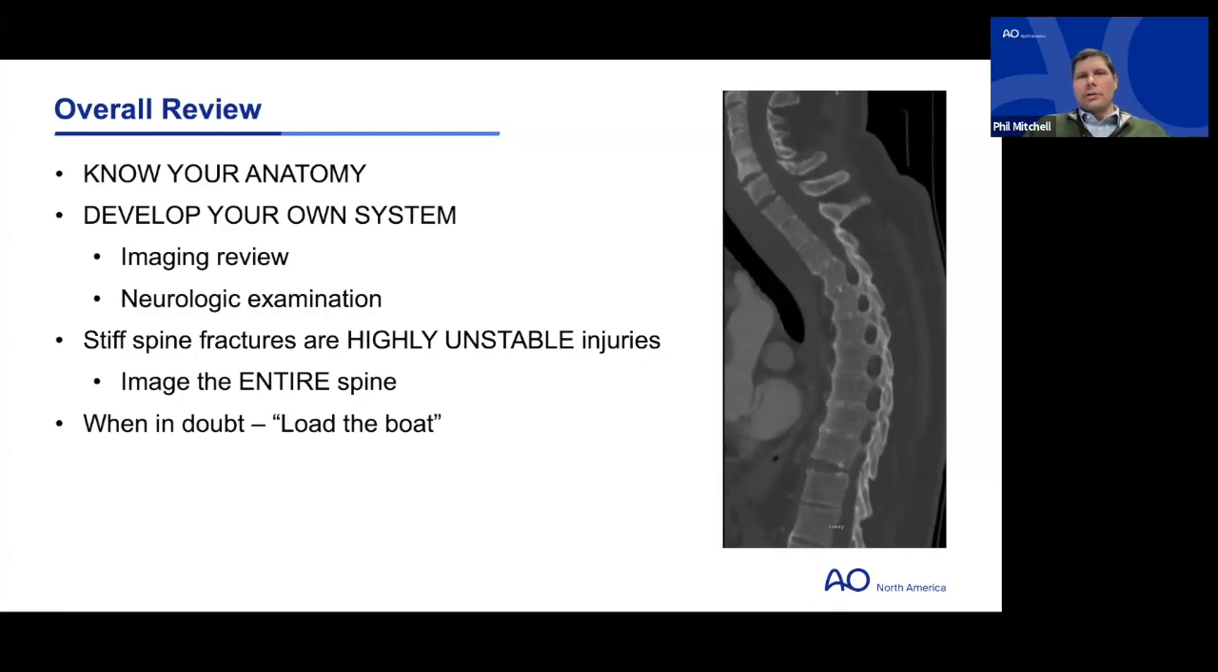Nice. All right, shall we? Final tips, final pearls for spine as they're heading downstairs and seeing these injuries.